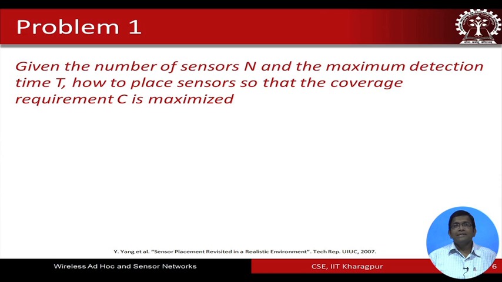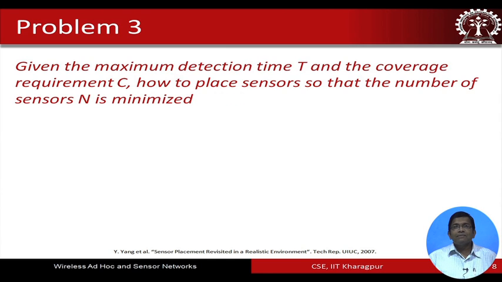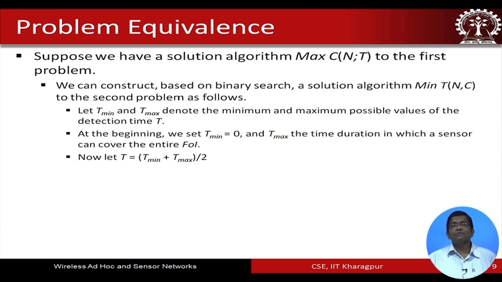So, C_REQ is maximized. The second variant of the problem talks about: given the number of sensors N and the coverage requirement C, how to place the sensors so that the maximum detection time is minimized. And given the maximum detection time T and the coverage requirement C, how to place the sensors so that the number of sensors N is minimized. So, three variants of the problem, by keeping two of these variables constant and maximizing or minimizing the other one.